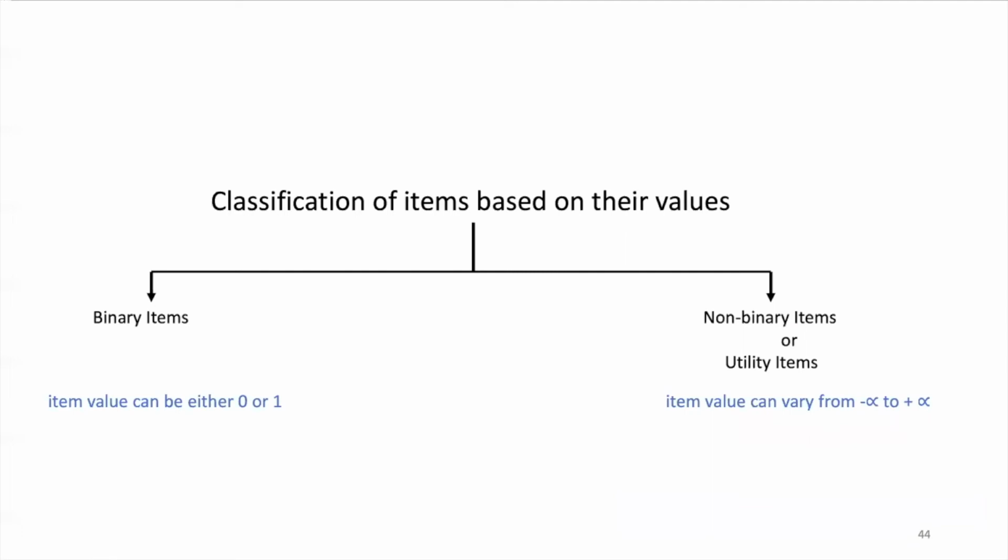Similarly, items, depending upon their values, can be classified into two types: binary items and non-binary or utility items. Binary items take the value between 0 or 1. They can take only 0 or 1. Non-binary items can take values from minus infinity to plus infinity. So items are certain or uncertain. Each of these certain and uncertain can be further divided into binary or non-binary items.